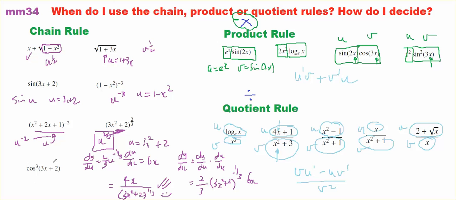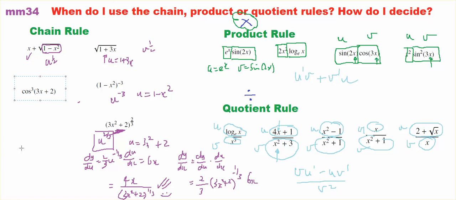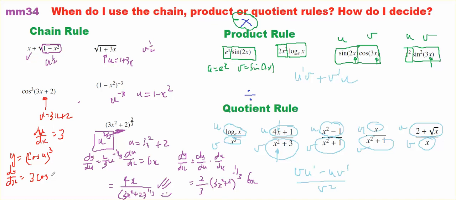If I was to look at this particular question, I'm going to make u equal to the bit on the inside. So u equals 3x plus 2. du dx will equal 3. y now equals the cos of u cubed, which means that dy dx will equal 3 times the cos of u squared times negative sine of u.